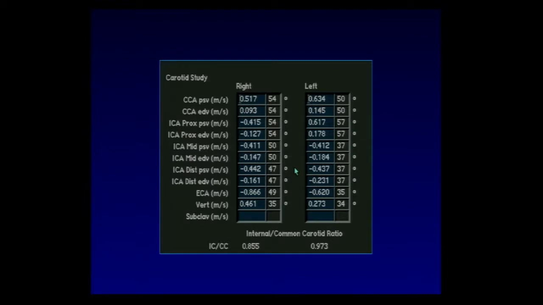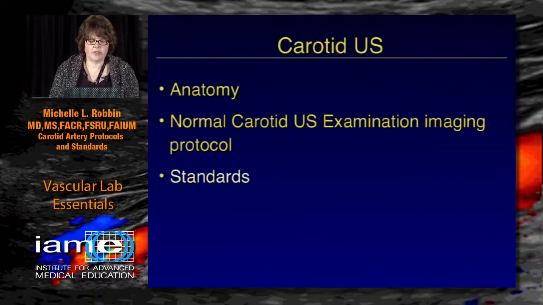Now here's the table. This is on a Sequoia. And you can see that the proximal measurement is 0.41 here, mid is 0.41, and then distal is 0.44. So actually this machine took the 0.44, which is the distal peak systolic velocity. So you have to know what your machine is doing, because you're responsible for it. So that's the normal imaging protocol.